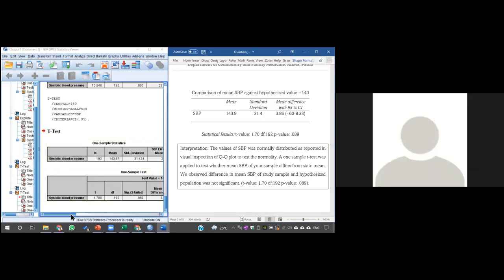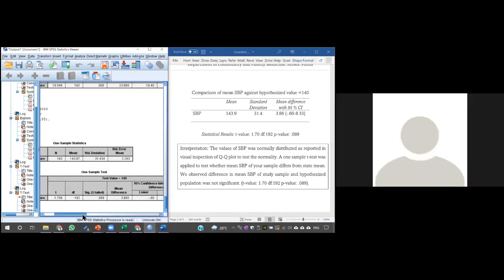The values of systolic blood pressure was normally distributed as reported in visual inspection of QQ plot to test the normality. A one sample t-test was applied to test whether mean systolic blood pressure of your sample differs from the state mean. We observed difference in mean systolic blood pressure of study sample and hypothesized population was not significant. The t-value of 1.70, degree of freedom 192, and p-value of 0.089.